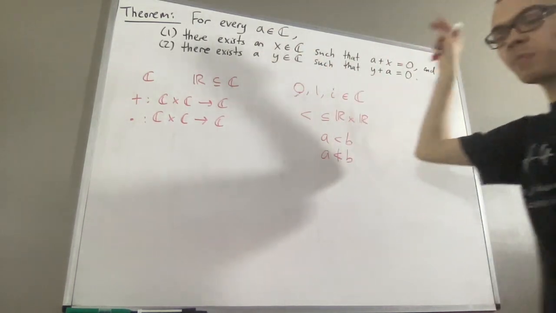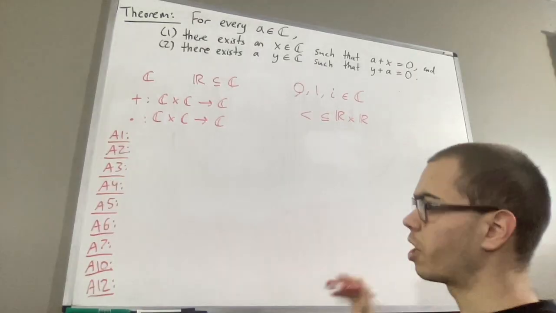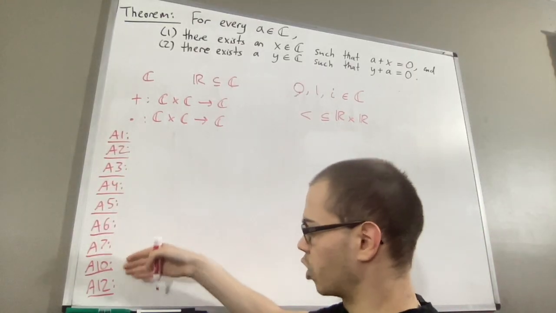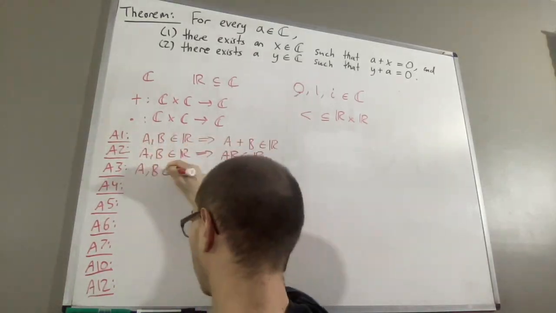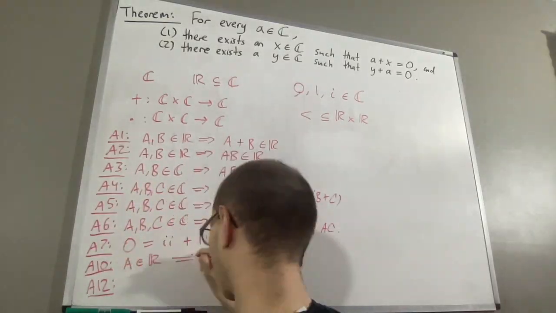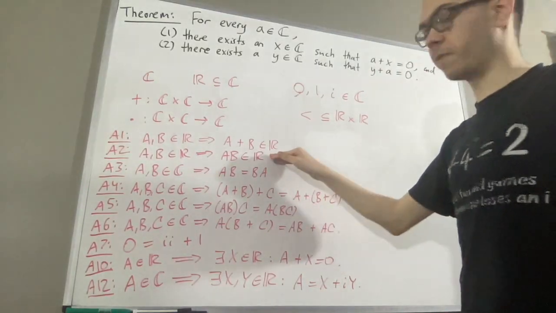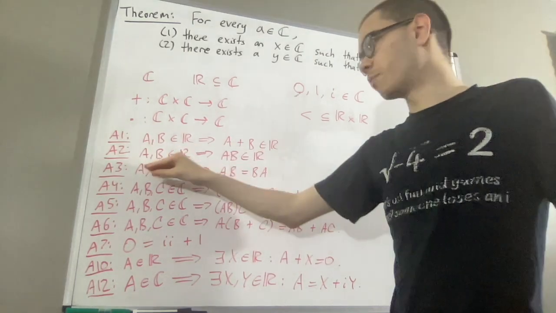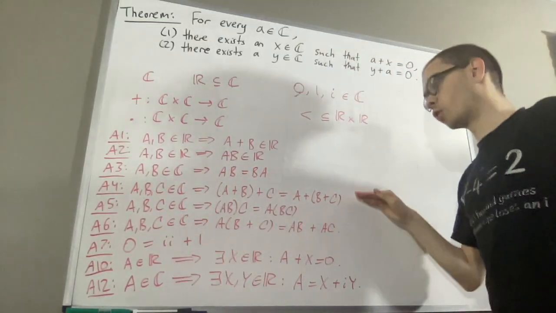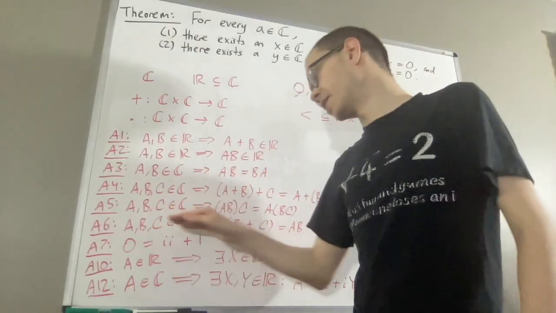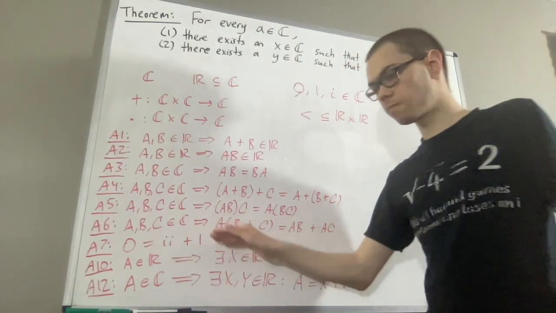Now to prove this theorem, let's remind ourselves of the following axioms. Let's remind ourselves of axioms 1 through 7, axioms 10 and 12. I think there's a couple we won't need, but let's remind ourselves of them anyways. Axioms 1 and 2 just tell us that the sum of any two real numbers is a real number, and the product of any two real numbers is a real number. Axiom 3 is the commutative law for multiplication. Axioms 4 and 5 are the associative laws for addition and multiplication. Axiom 6 is the distributive law. Axiom 7 tells us that 0 is equal to i times i plus 1.